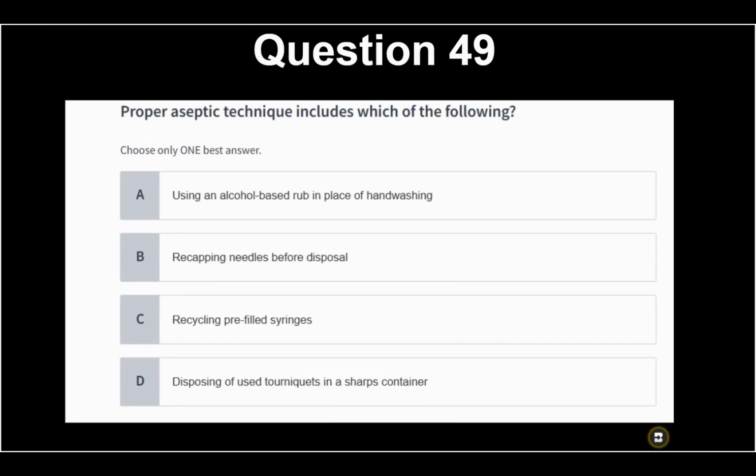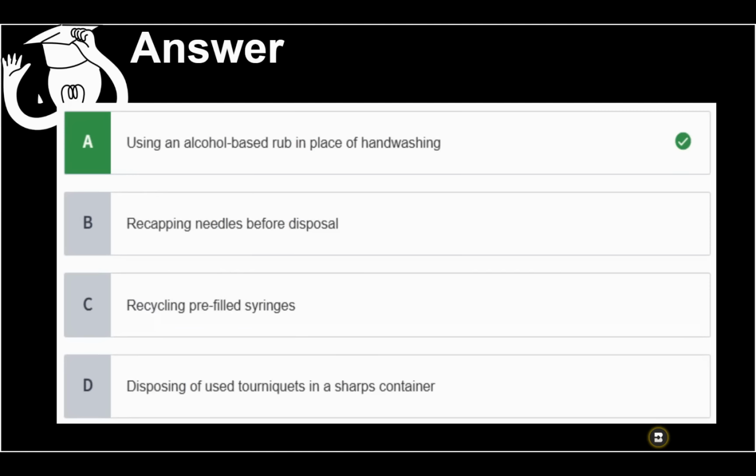Question 49. Proper aseptic technique includes which of the following? A, using an alcohol-based rub in place of hand washing. B, recapping needles before disposal. C, recycling pre-filled syringes. Or D, disposing of used tourniquets in a sharps container. If you said A, using alcohol-based rub in place of hand washing, then you are correct.